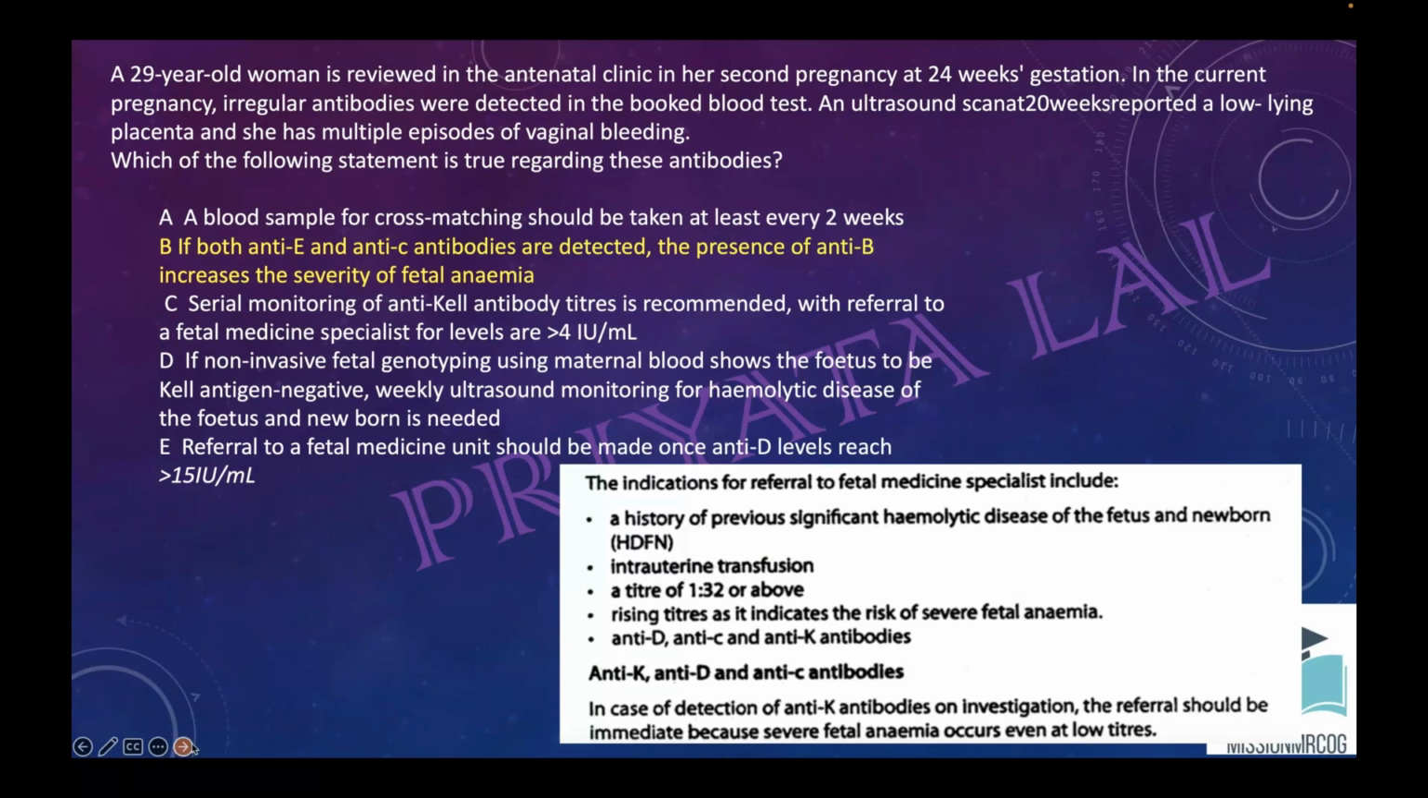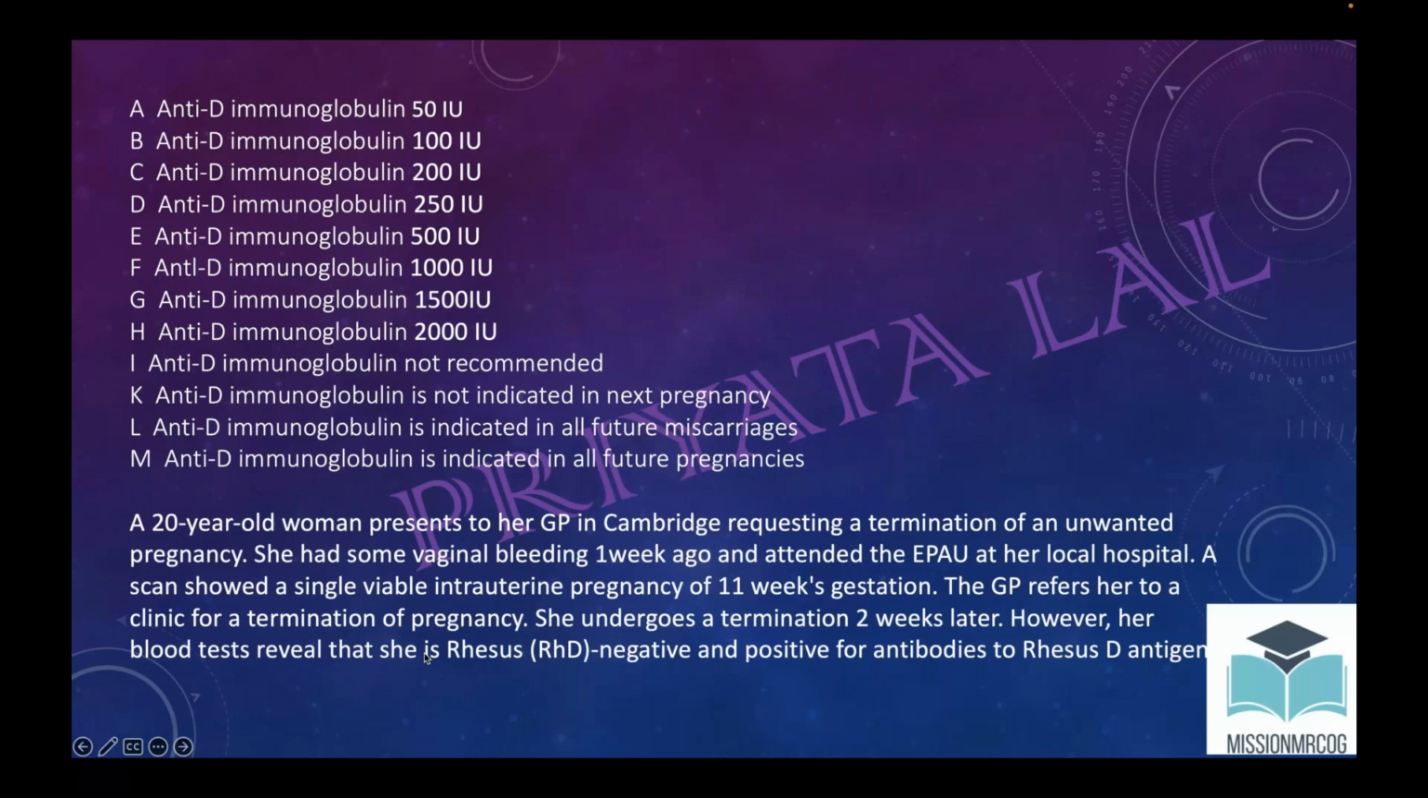So this is an EMQ. A 20-year-old woman at Cambridge University wants to terminate the pregnancy. She had a vaginal bleed 1 week ago and attended EPU at the local hospital. The USG shows a single viable pregnancy of 11 weeks. GP refers her to the clinic for termination of pregnancy. She goes for termination 2 weeks later, and her blood test shows that she is Rh negative.